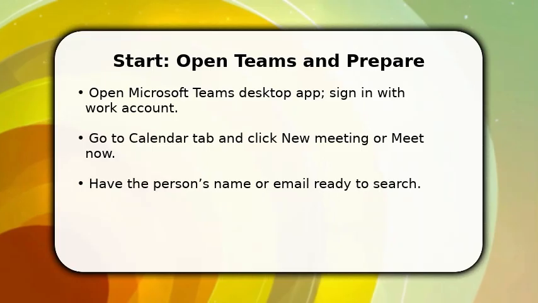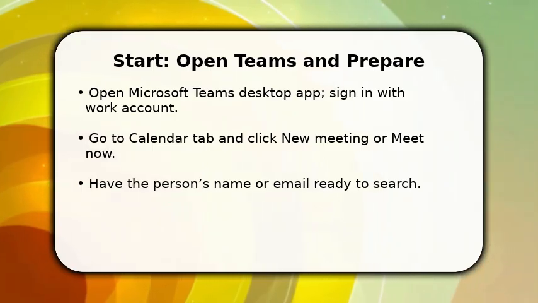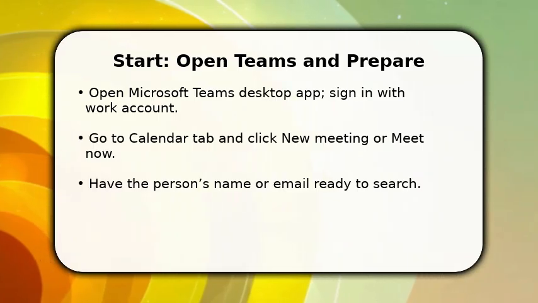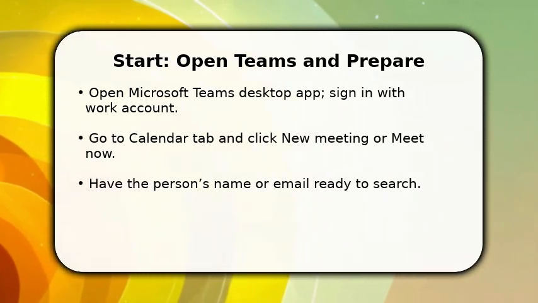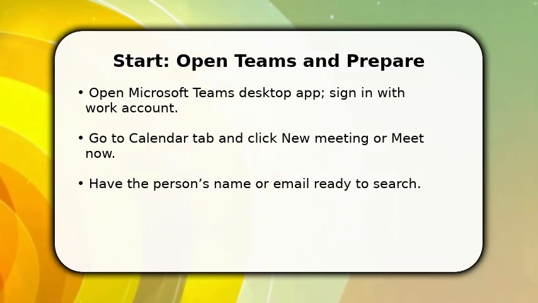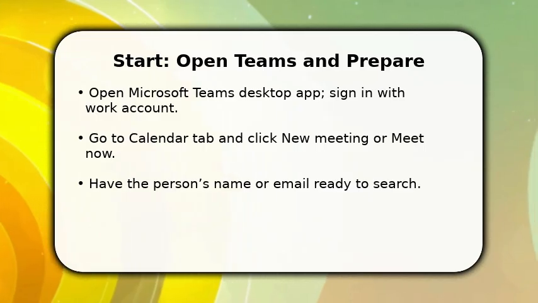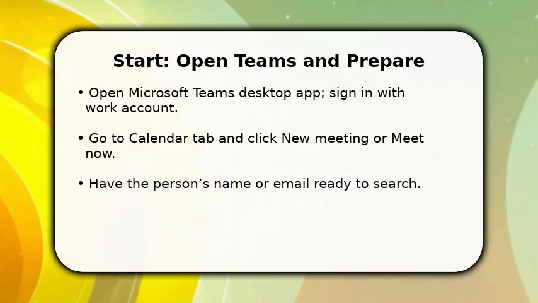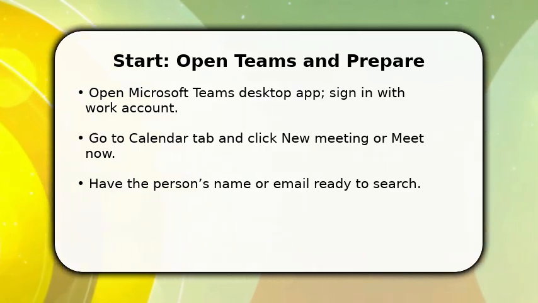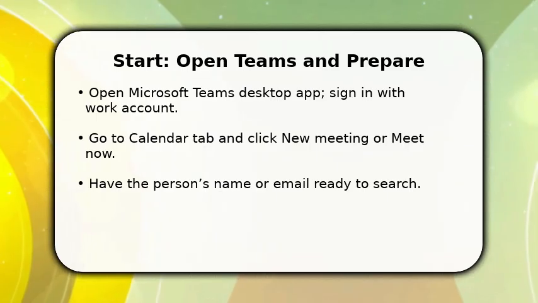You start by opening Teams on your desktop and signing in with your work account. Once done, go straight to the Calendar tab and click New Meeting or Meet Now to begin a scheduling flow. Make sure you have the colleague's name or email handy so you can add them to the meeting fields. This step is how you surface availability. It avoids toggling through settings and gets you directly to the scheduling assistant tools.